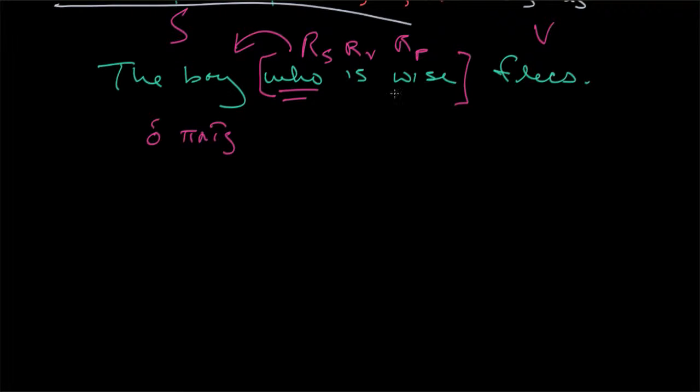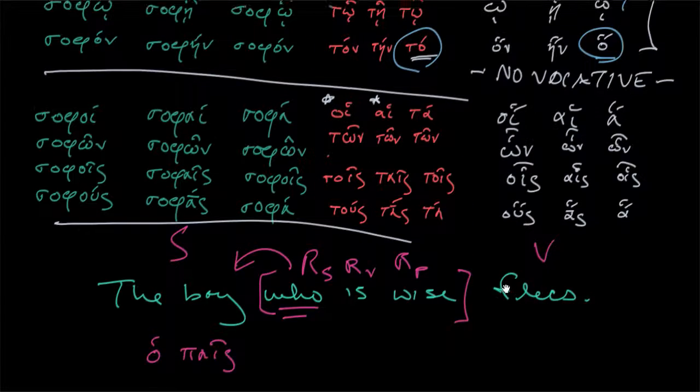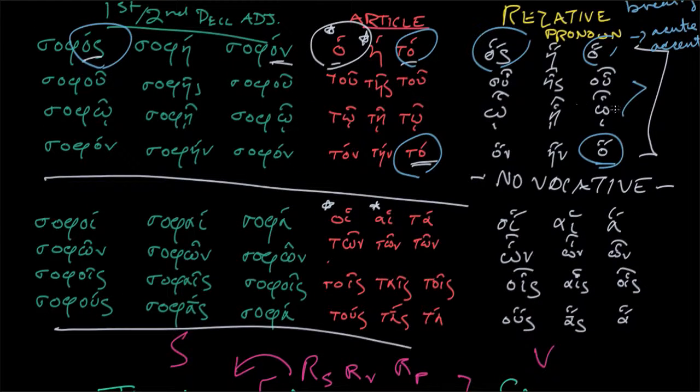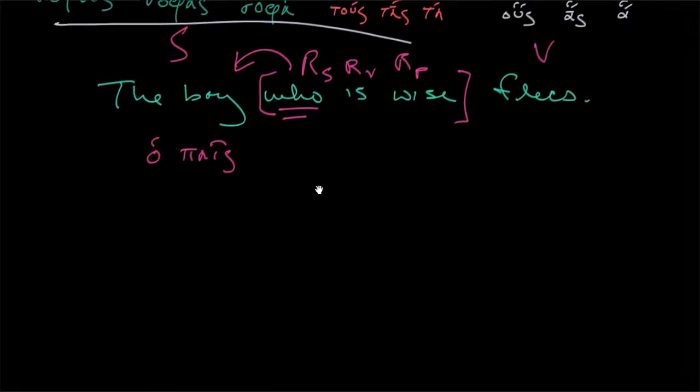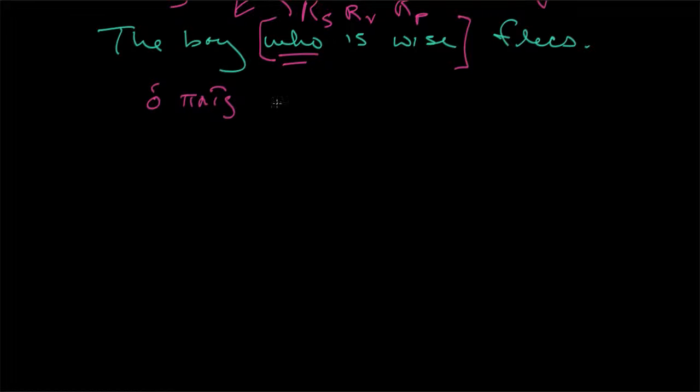So it's the subject of a little phrase, who is wise. So it needs to be nominative. Within this phrase, that's going to determine that it's nominative. So we can look back up here and say, what's our nominative, masculine, singular form? Well, that's hos. So that's what we're going to need here. Ho pais, the boy, hos, who is wise.